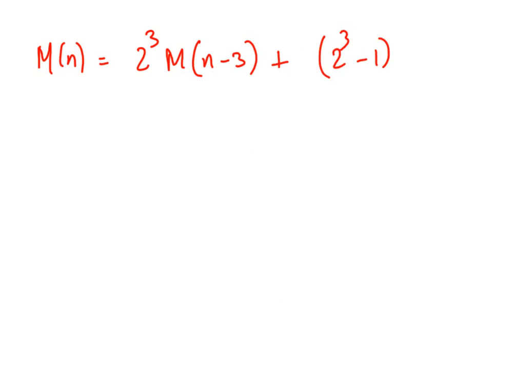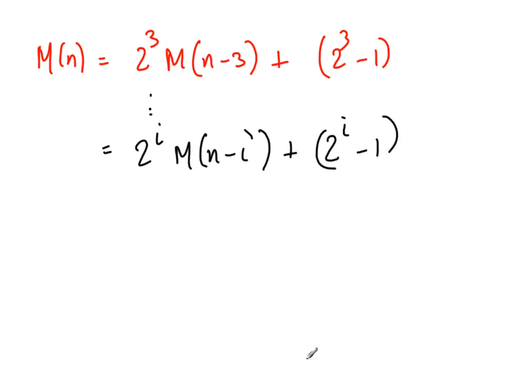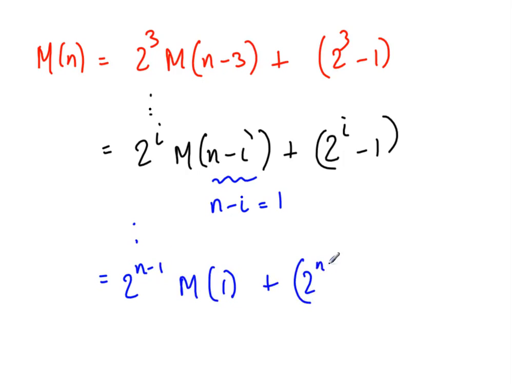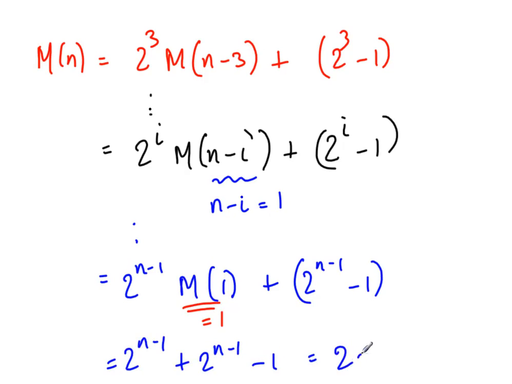So this is the pattern, and if you're not sure, you can always expand it some more, and eventually you will realize that this is 2 to the i times m of n minus i plus 2 to the i minus 1. Now we stop when this thing becomes 1, right? So we stop with i equal to n minus 1. So eventually we get 2 to the n minus 1 times m of 1 plus 2 to the n minus 1 minus 1. Remember that m of 1 is just equal to 1. So this becomes 2 to the n minus 1 plus 2 to the n minus 1 minus 1, which is equal to 2 times 2 to the n minus 1, minus 1, which is 2 to the n minus 1.